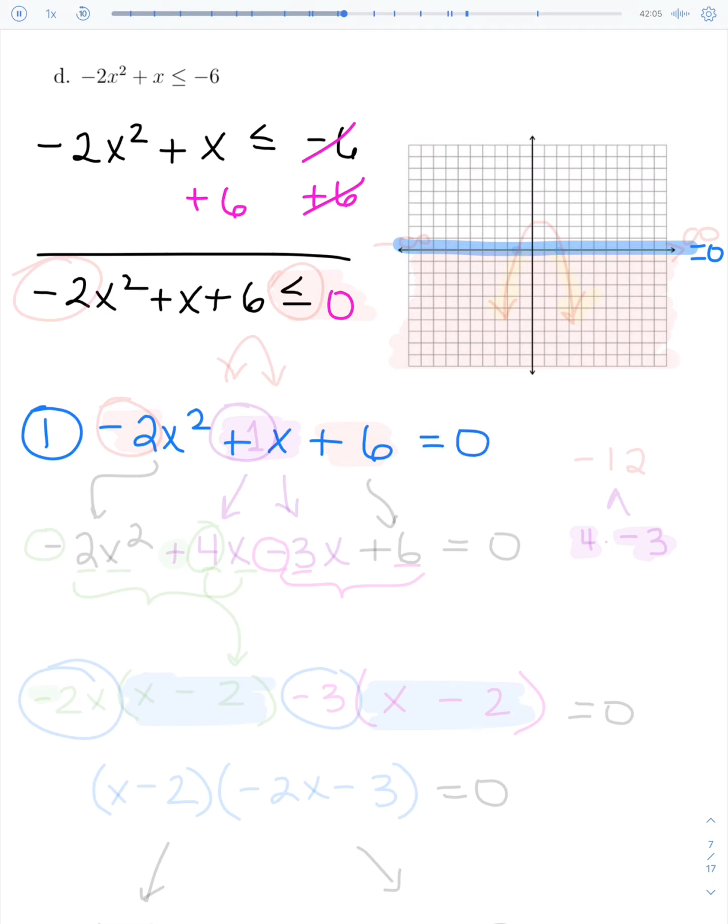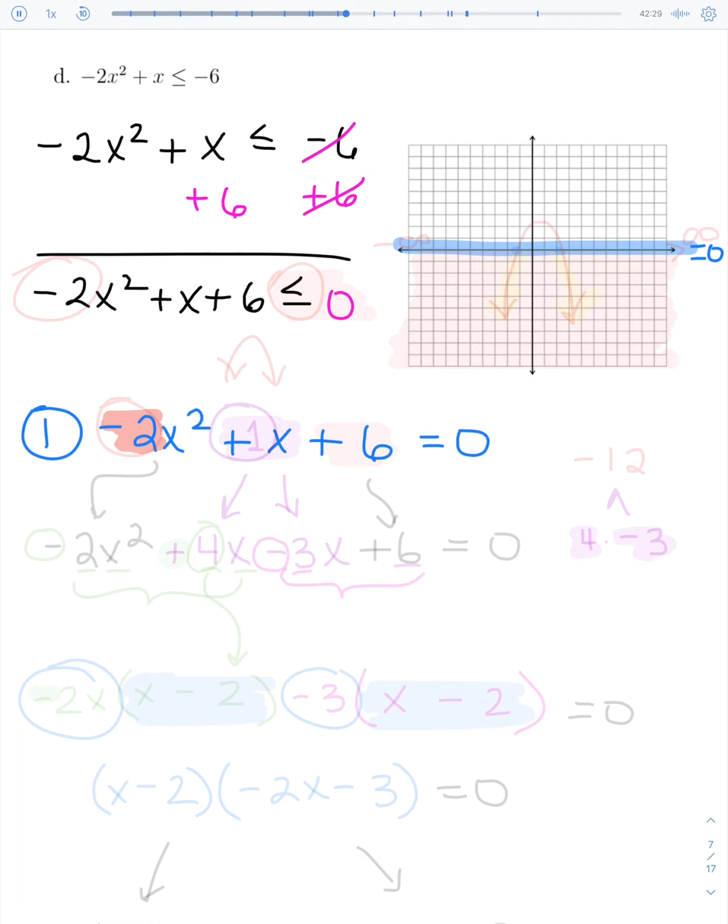Now, if you're not sure how to factor something like this, you can use the quadratic formula. It will always work. It's just really up to you. I tend to always try to factor if I can. However, most students don't like the fact that there's a negative out in front. But again, it's up to you.